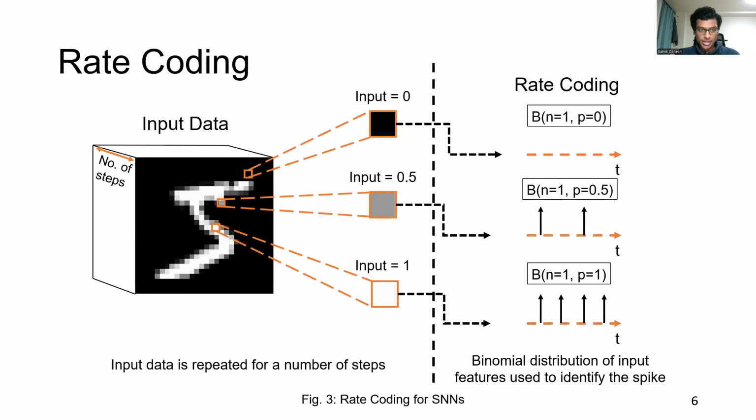Now, I'd like to discuss rate coding, which converts input intensity into spiking frequency. Here, the pixel intensities are used to generate spikes. As you can see in the following figure, a black pixel of input intensity 0 produces no spike per time step, whereas a gray pixel of input intensity 0.5 has a 50% chance of a spike generation per time step, whereas a pure white pixel of input intensity 1 has 100% chance of a spike generation per time step.